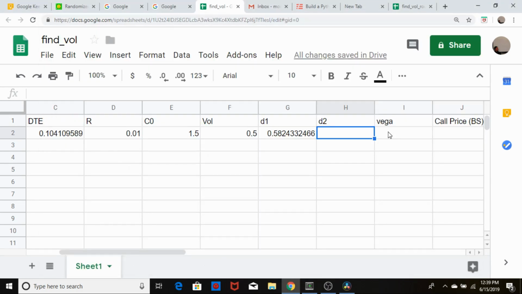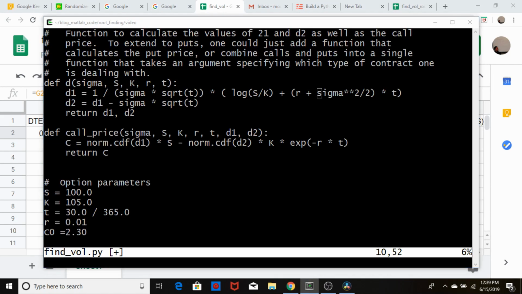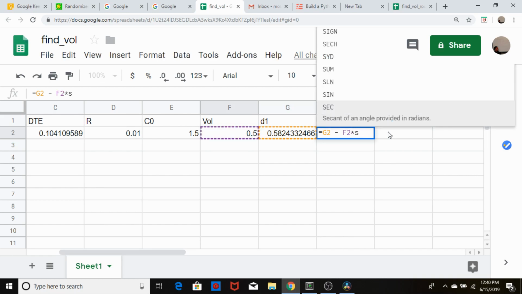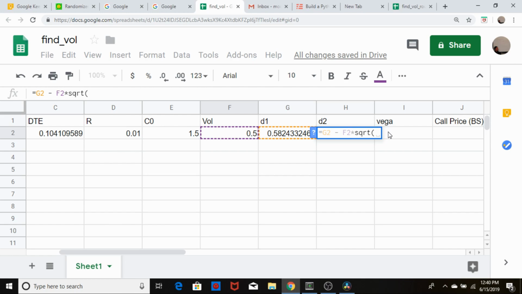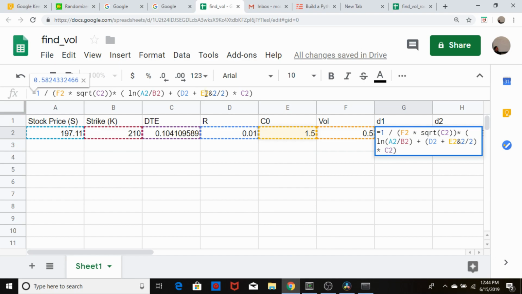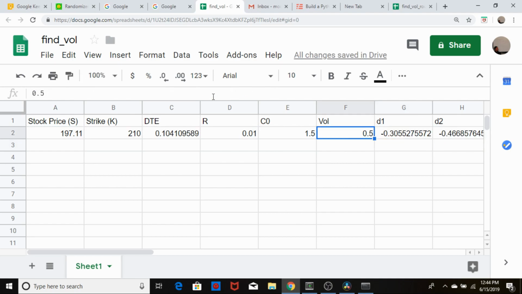D2 is just D1 minus sigma times the square root of 2. So sigma's our volatility. Did I say square root of 2? I meant square root, SQRT, of the days until expiration. There we go. Found a couple of typos here. First of all, this should be the implied volatility, which is column F2. The other issue is I have an ampersand where I should have a caret. So let me delete that and put a caret. So that formula is correct, but this number is not correct because this should be 194.11. See what I mean by my typo. Now those numbers look good.